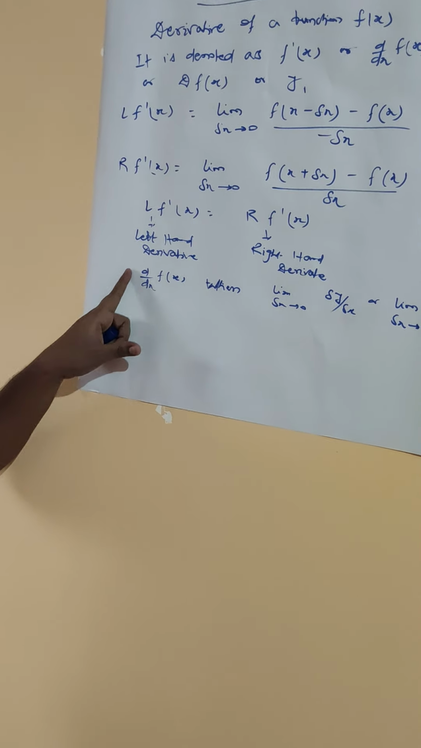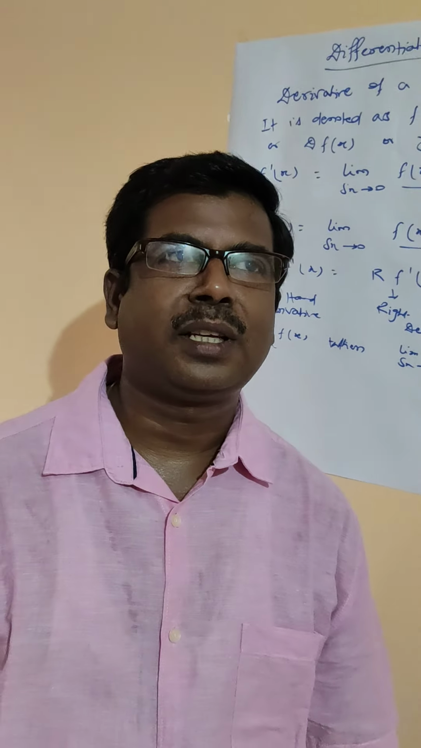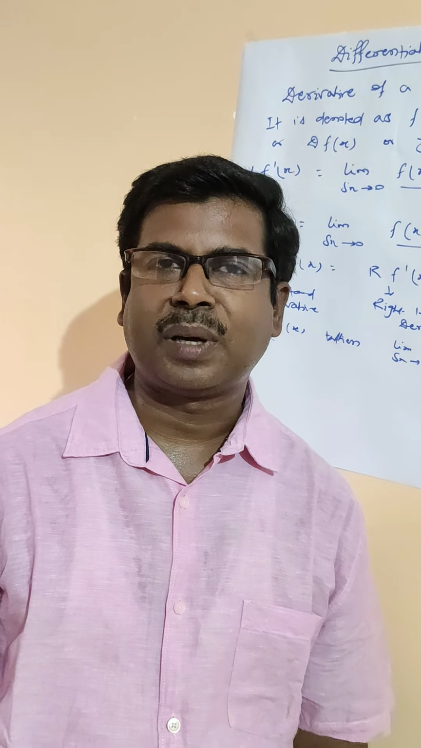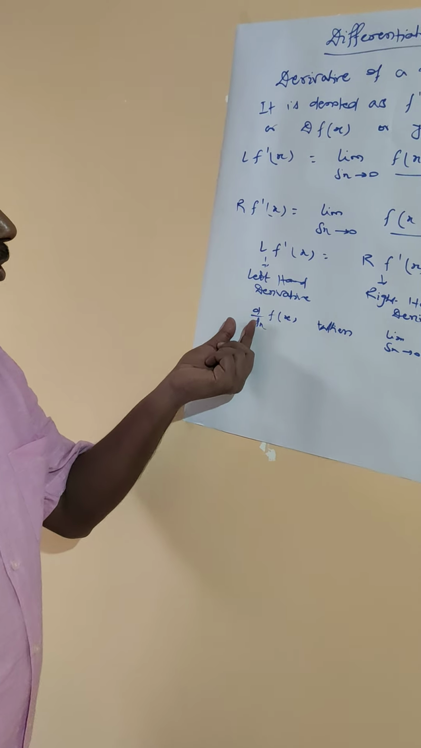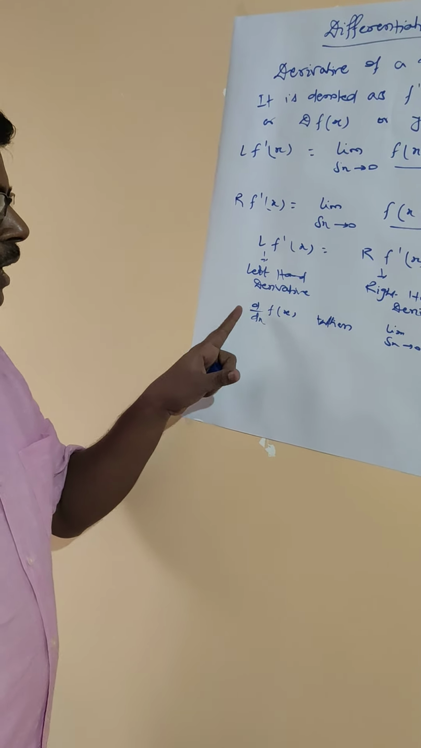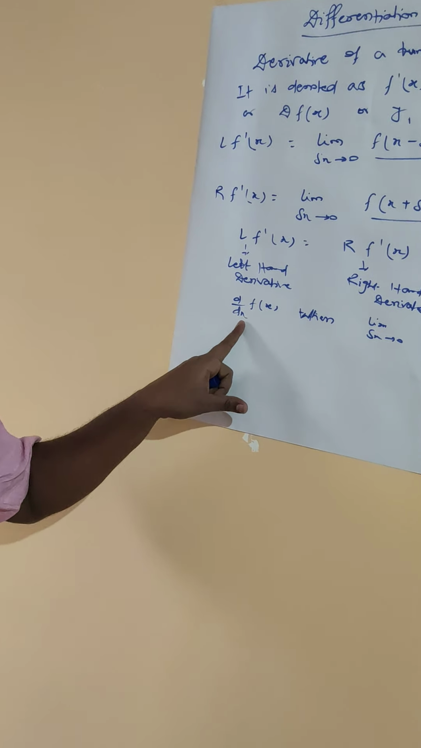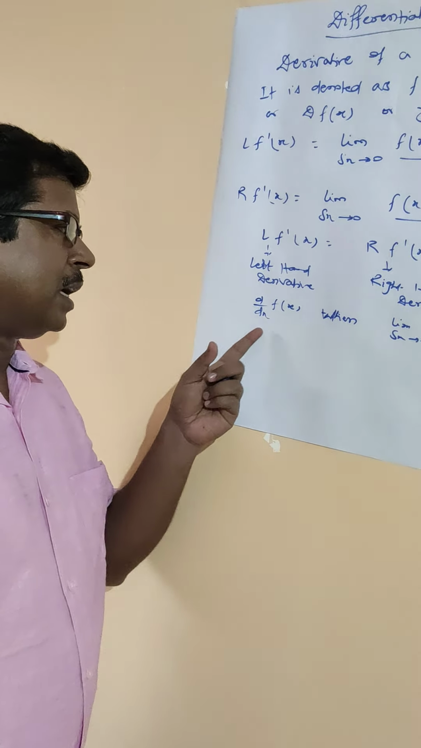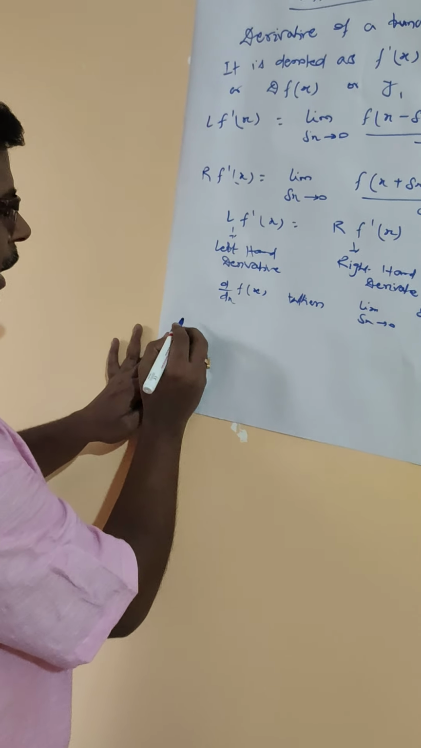This d by dx is an operator. In addition, subtraction and multiplication we denote them as plus, minus, into, like that. Here for differentiation, d by dx is an operator which is defined as differentiating this function with respect to x. We can also differentiate with respect to another variable. So this is the first derivative.